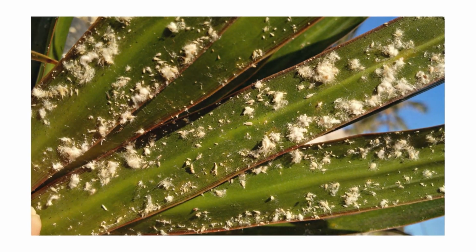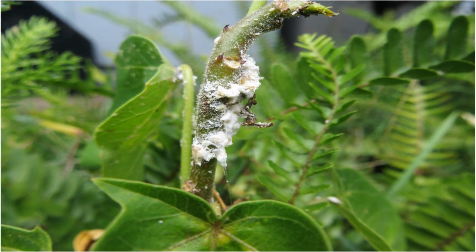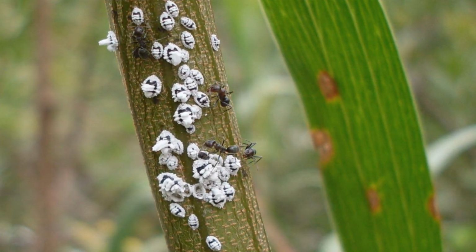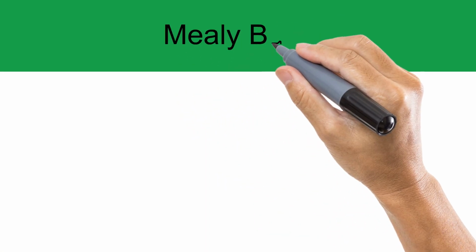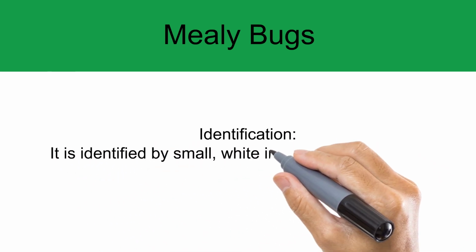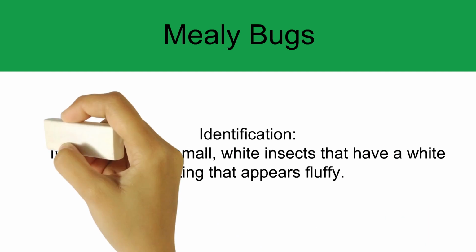Mealy bugs. This plant disease is attracted by overwatering of plants as well as soil with excess levels of nitrogen. Identification. It is identified by small, white insects that have a white coating that appears fluffy.